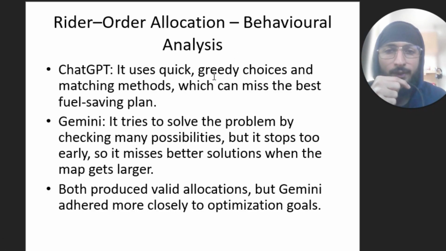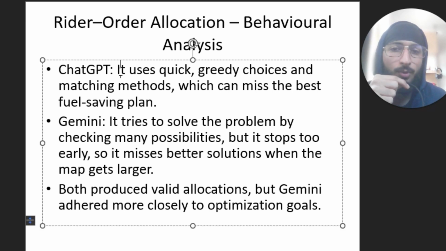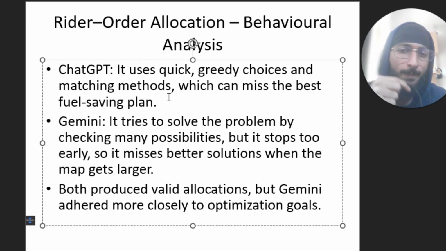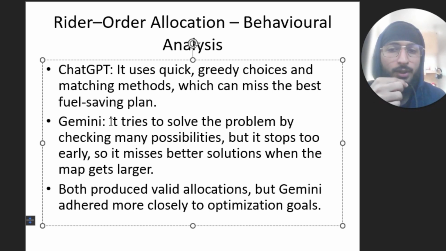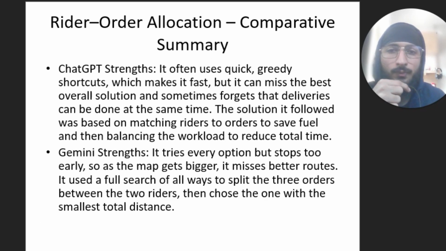Moving on. So the behavioral analysis, ChatGPT performed well. It uses quick, greedy choices and matching methods, which can miss the best fuel saving plan. While for Gemini Pro 2.5, it tries to solve the problem by checking many possibilities, but it stops too early, so it misses better solutions when the map gets larger. Both produced valid allocations, but Gemini adhered more closely to the optimization goals.